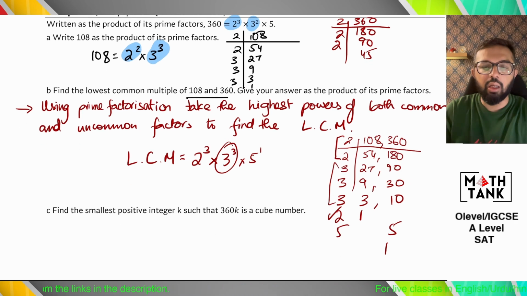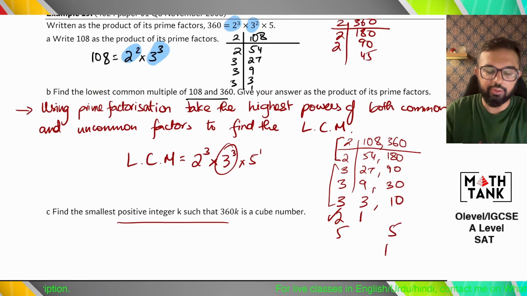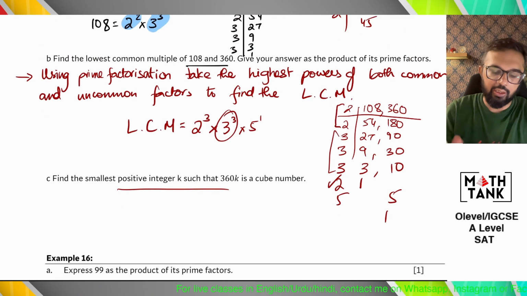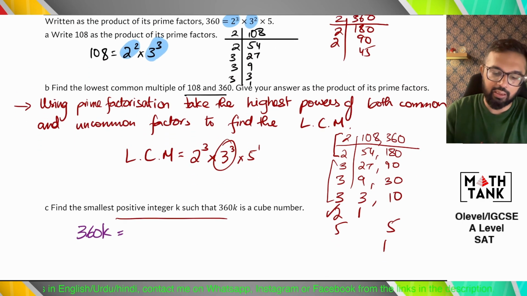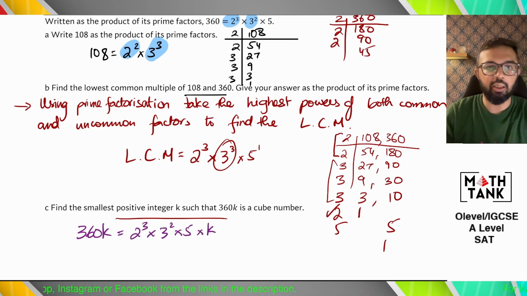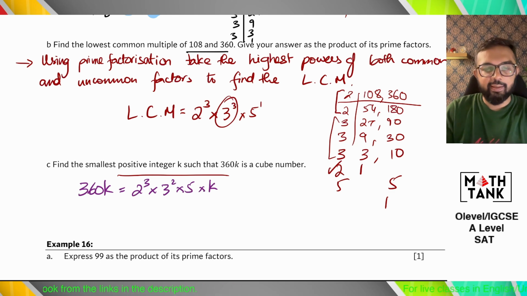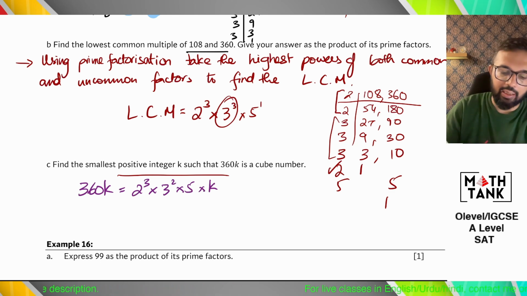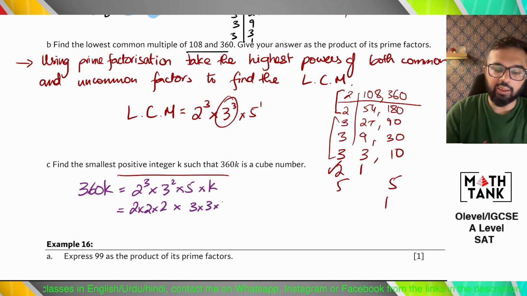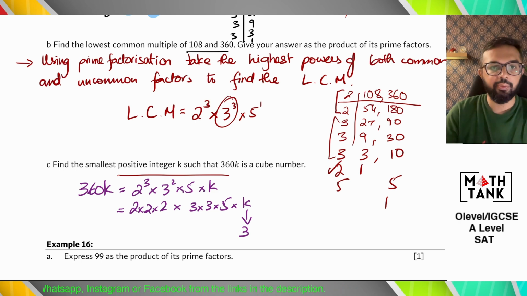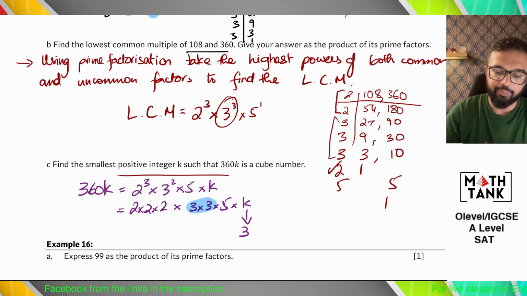Okay. Now what I want to do is find the smallest positive integer k such that 360k is a cube number. Okay, let's see what 360 is. 360 is 2 cube into 3 square into 5. And now I'm multiplying it by k, so I write multiply by k. When I say that it has to be a cube number, that means every number has to have a group of 3. Let's break this down a little. 2 already has a group of 3. How many 3's do I need? I need k to have 1 3 in it so that it makes a group of 3.